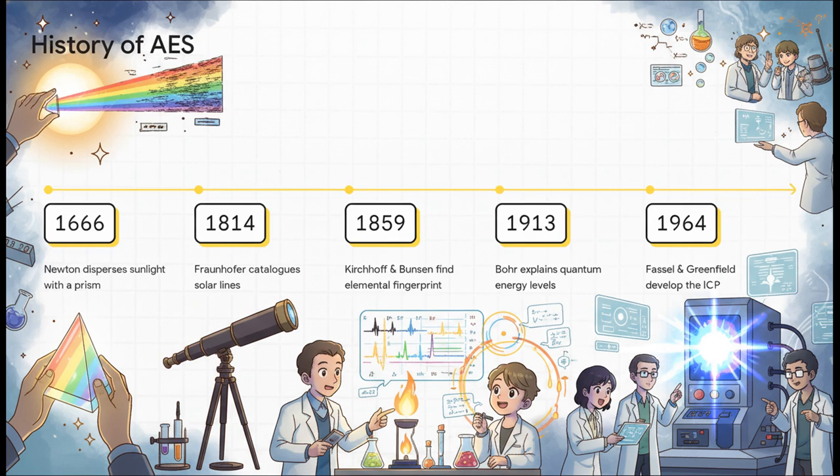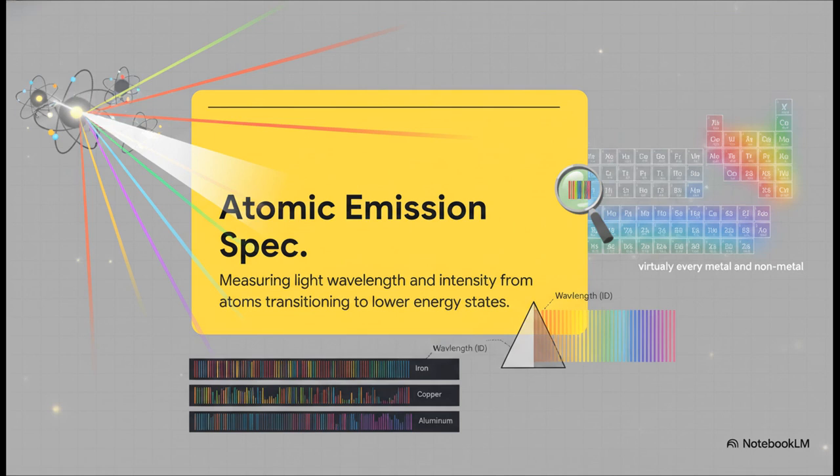But the real game changer, that happened around 1859. That's when Kirchhoff and Bunsen realized that elements burning in a flame produce these unique, characteristic spectral lines. Fast forward to 1913, Niels Bohr gives us the quantum mechanical explanation for why that happens. And then, by 1964, Fassel and Greenfield developed the ultra-hot, inductively coupled plasma, which pretty much revolutionized trace analysis as we know it today. So what exactly is AES?